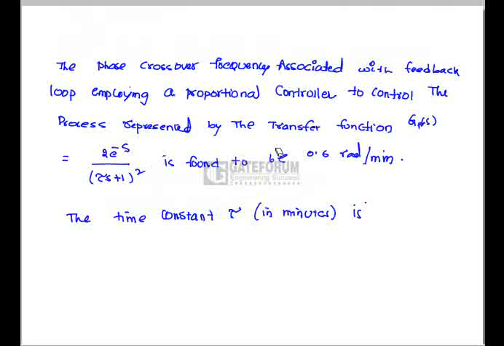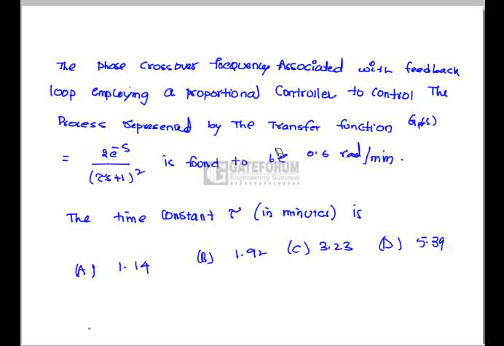Question: the phase crossover frequency associated with a feedback loop employing a proportional controller, the process represented by a transfer function Gp of S equals 2 e power minus S by (tau S plus 1) whole square, is found to be 0.6 radians per minute. Find the time constant. The options are A 1.14, B 1.92, C 3.23, D 5.39.